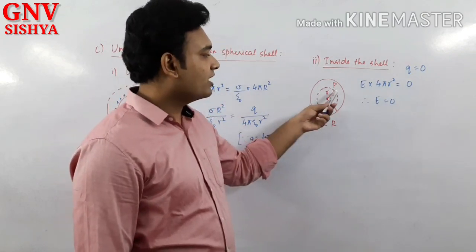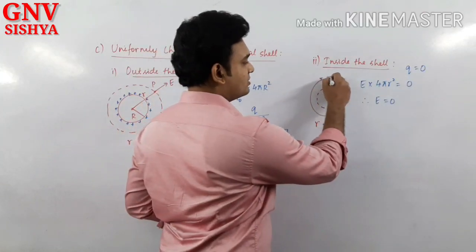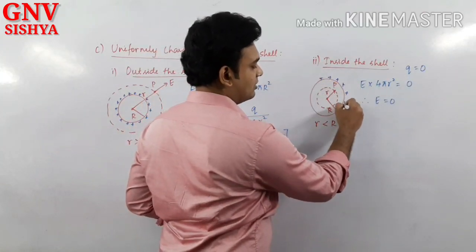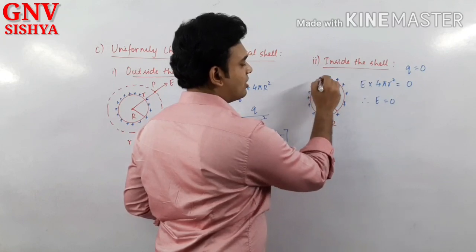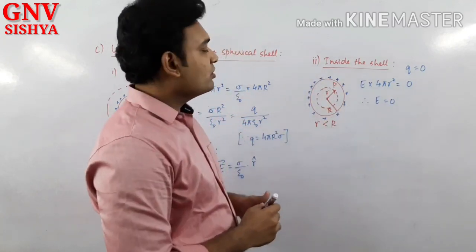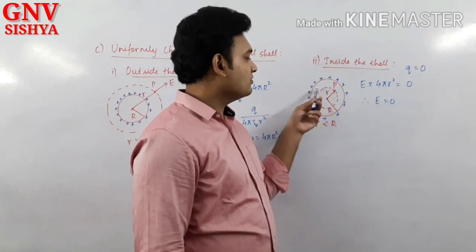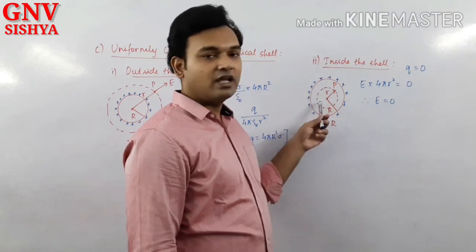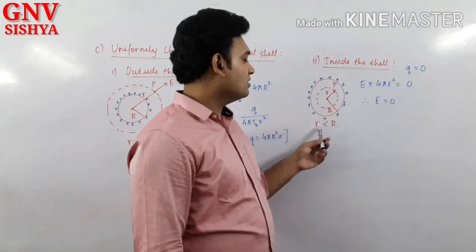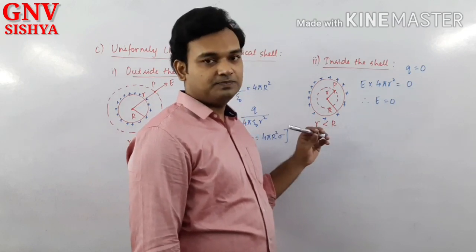Correct? So if you take a point P which is inside the charged spherical shell, this is the charged spherical shell. Okay, so the charges are present on its surface. Now if the point P lies inside the shell, then you will take the Gaussian surface with respect to point P as a spherical Gaussian surface, right? So what will be the radius of Gaussian surface? It will be lesser than the radius of the sphere, correct?